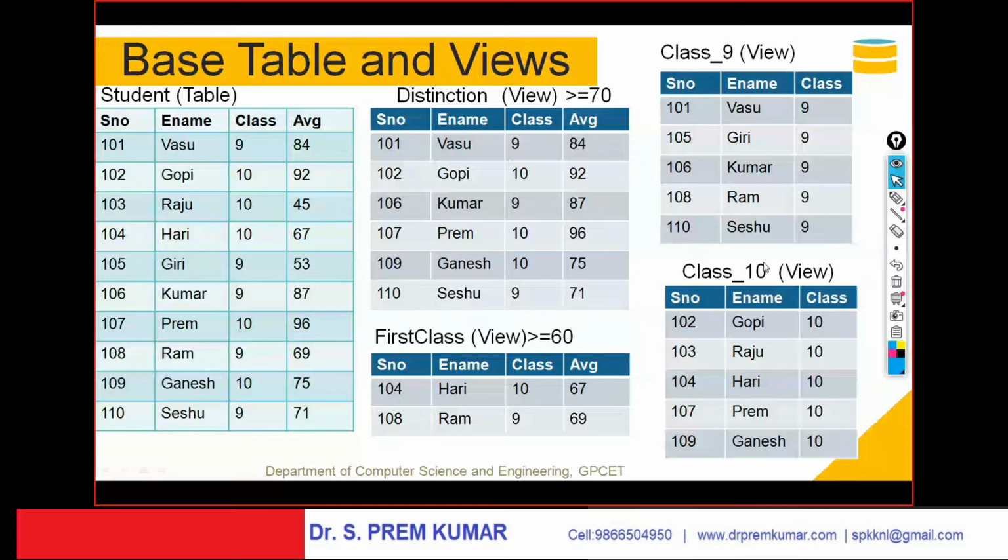Sir, how can we get it if we want class 10 and distinction? Yeah, I'll tell you. Multiple conditions: where class equals 10 and average is greater than 70. You can create a view with combinations, using logical operators. I'll train you on multiple conditions and creating views on multiple tables. So be cool. In any way, any combination, you can extract the data. I will train you.